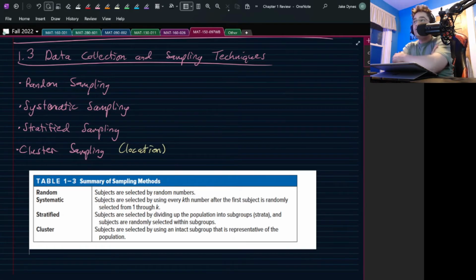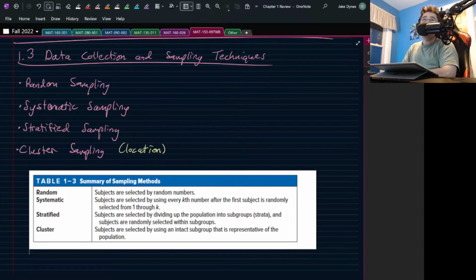Okay, and so I've got another little helpful chart here from the book. Random: subjects are selected by random numbers. Systematic: subjects are selected by using every kth number after the first subject is randomly selected from 1 through k. Stratified: subjects are selected by dividing up the population into subgroups or strata, and subjects are randomly selected within those subgroups. Usually it's the same number in each of the subgroups.